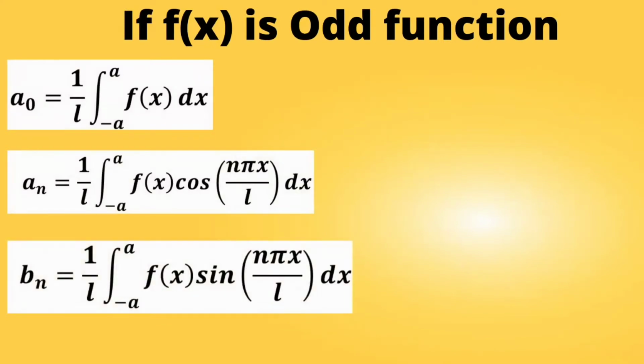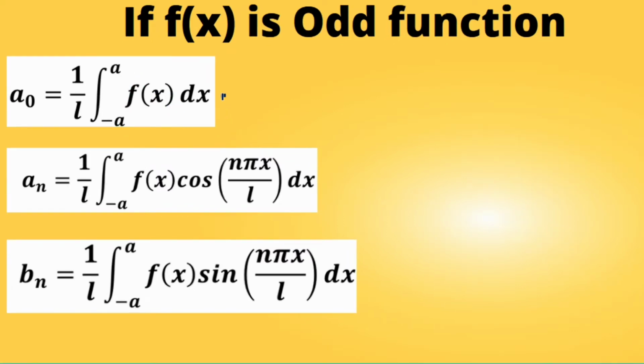Similarly, for an odd function, the formula for finding a0, an, bn is again the same, but here the function f of x is odd and the integration is minus a to a, so the value of this an is directly 0, because for minus a to a, if our function is odd, then this integral is 0. Similarly, f of x is odd, cos is even. We know that if one function is odd and another is even, then the product is odd. So therefore, the answer of this an is also 0. So in an odd function, a0 is 0, an is 0.